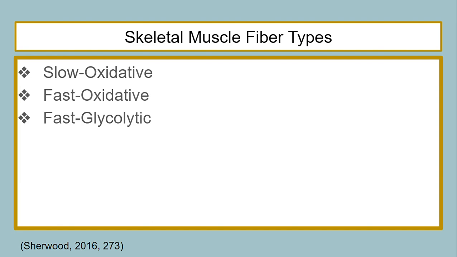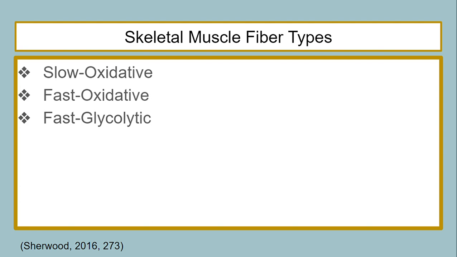Slow oxidative muscle fibers are typically found in muscles that need to stay contracted for long periods of time without getting exhausted. So think like your lower back and keeping you upright. Think about your thighs when you're walking. Muscles that need to stay contracted consistently without getting overexhausted too quickly.